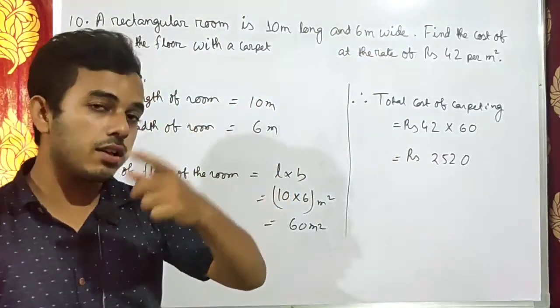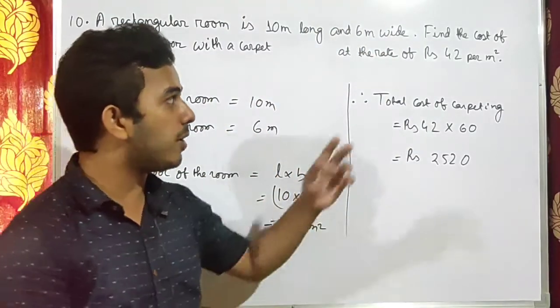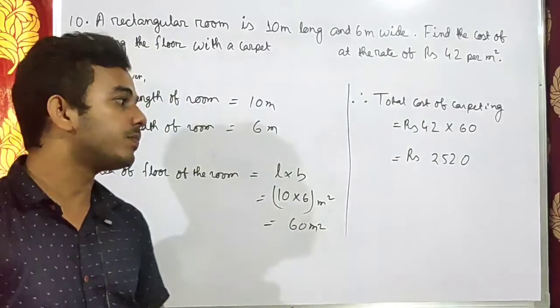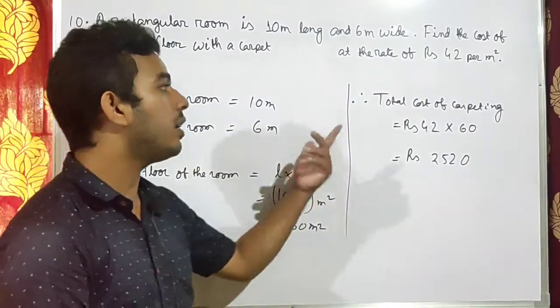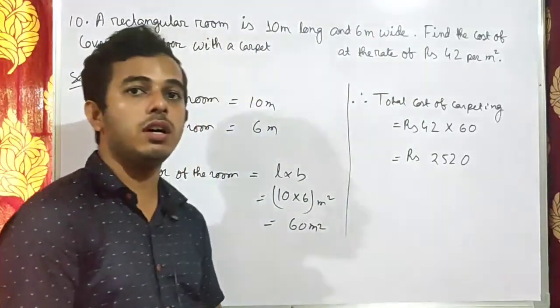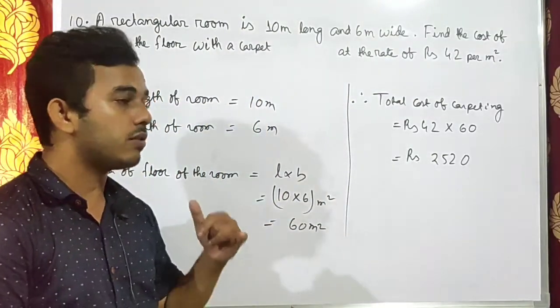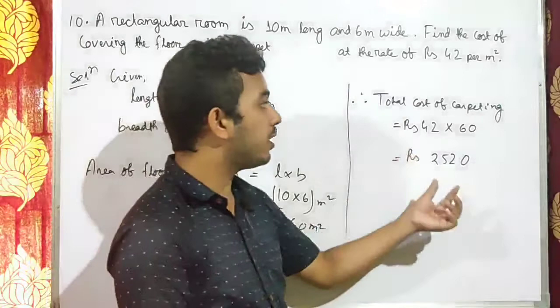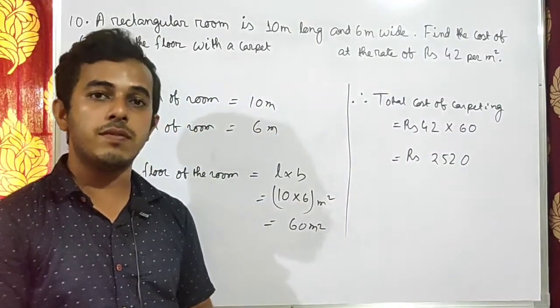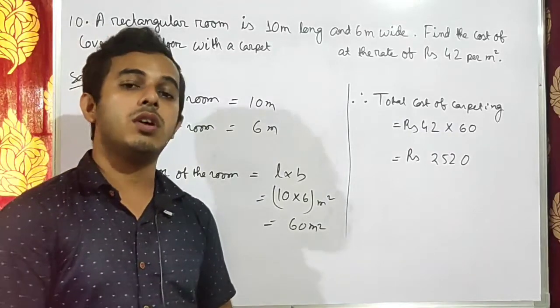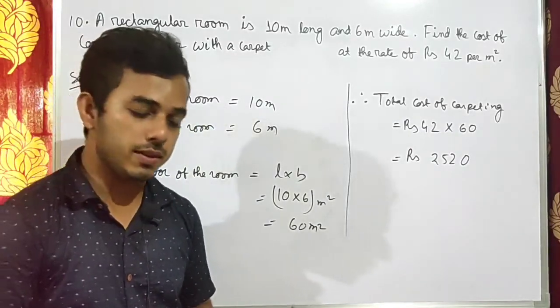And the cost of carpeting 1 meter square is 42. I hope this is clear to you. This is a very easy question. Just find the area of the room and then multiply by the amount, that is, multiply the cost of 1 meter with the area of that particular room. You can easily find out. So now let's move to our next question, that is question number 11.